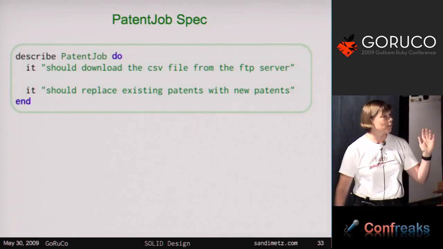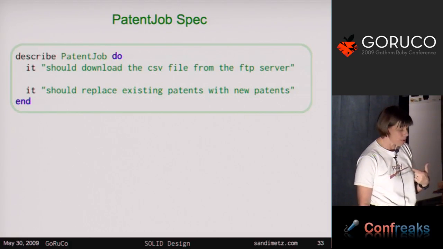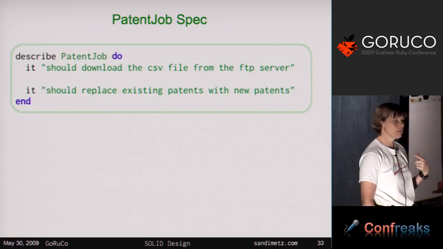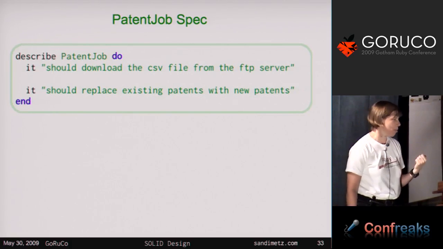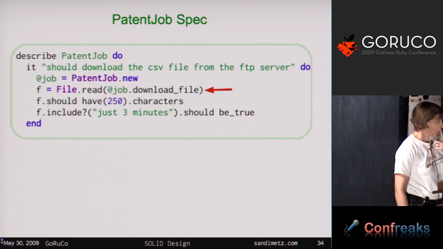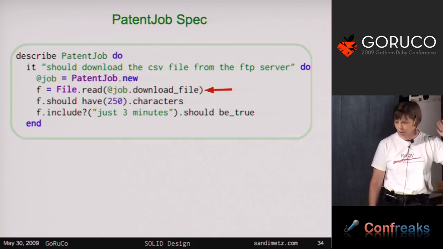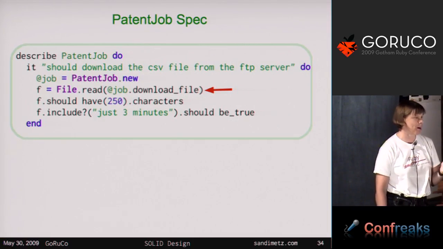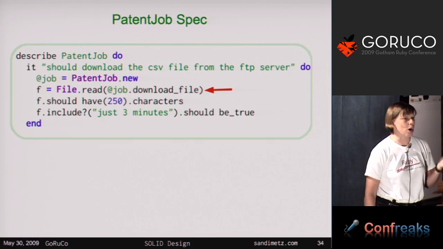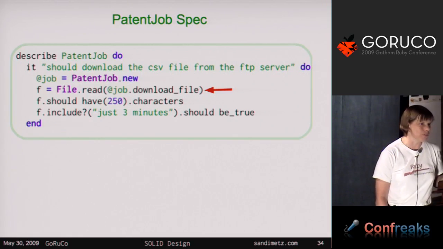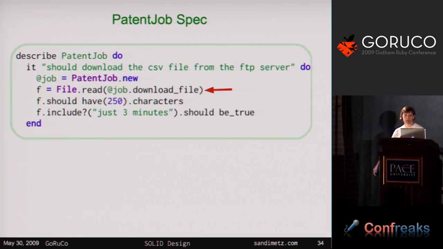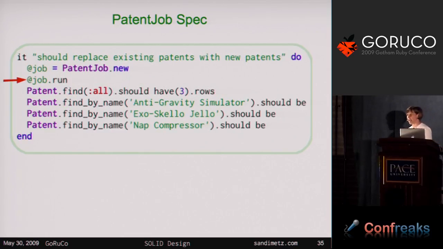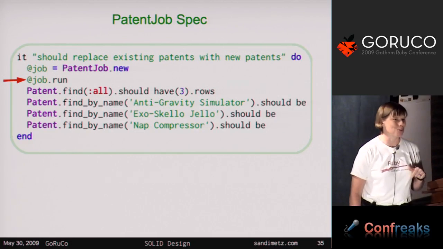Okay, so let's write the spec for patent job. It should do these two things. It should download the file, and it should store it in the database. And I'm going to just drive through the spec in the most naive way possible. Seems like job ought to have an API that includes download file. Seems like job ought to have a method that says run. I know that I have more than one assert here, but I would assert to you that they're all for the same feature and that I'm allowed to do that.